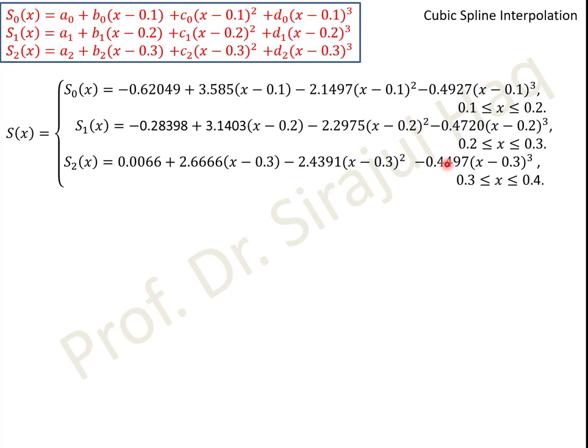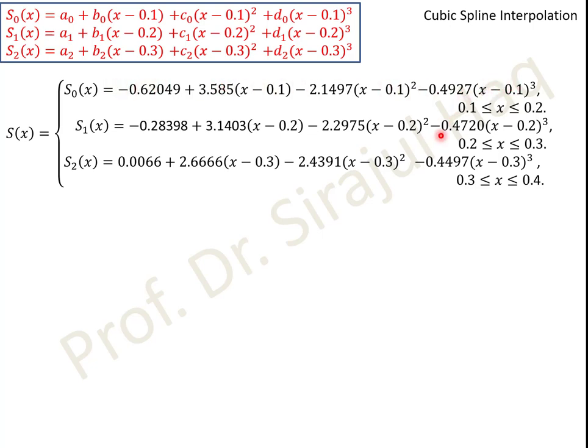So you can see that if we are having clamped splines, again we replace the data by a smooth and continuous curve. Now again, if you want to do some interpolation, if you want to find out the value of the function at a point which lies between 0.1 and 0.2, replace that value of x in S0 and you will get the corresponding approximated value of the function.